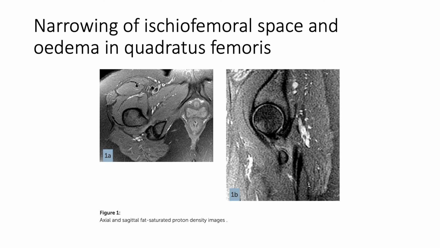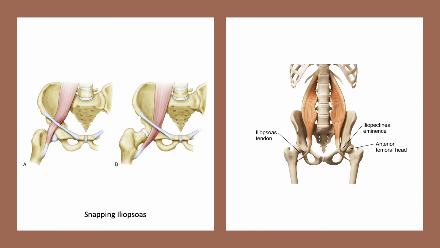This is what it looks like on MRI. You often just see a little bit of muscular edema in the ischiofemoral space in the quadratus femoris muscle, and again you can see it here. People occasionally have a snapping iliopsoas tendon as it snaps over the iliopectineal eminence. This usually gives quite a deep clunking sensation and is quite easy to recognise, and again clinically isn't that easy to differentiate from clicking that you occasionally get with labral tears.